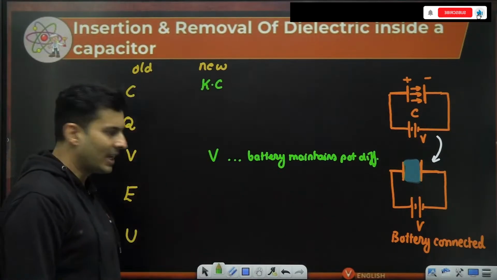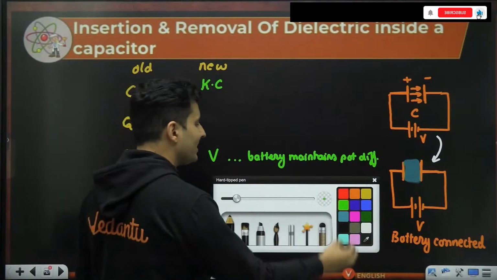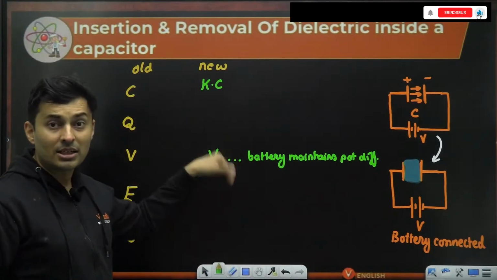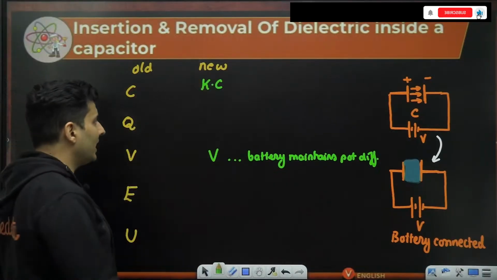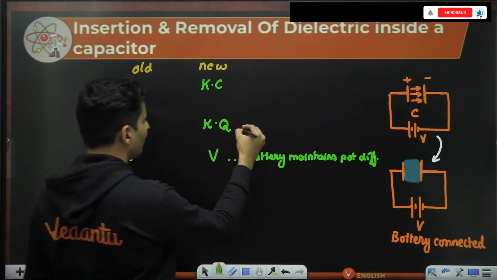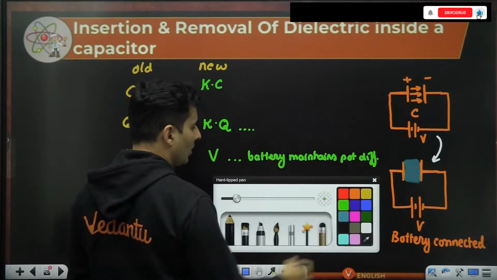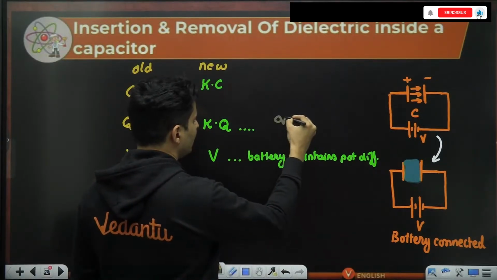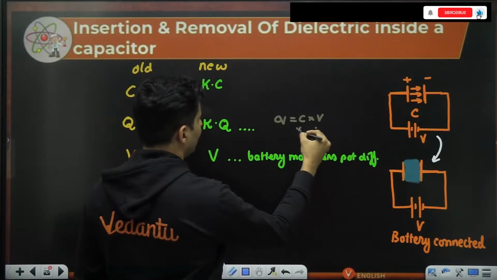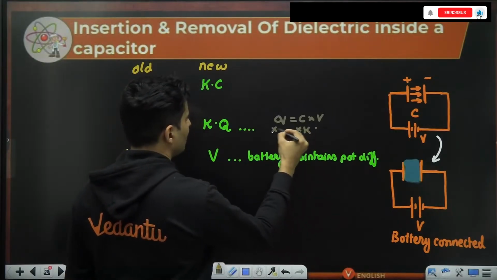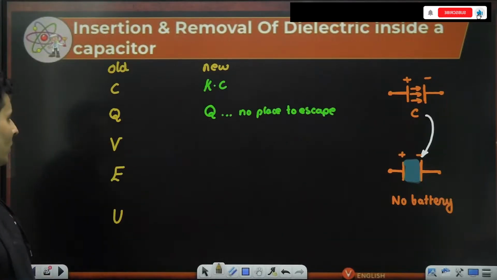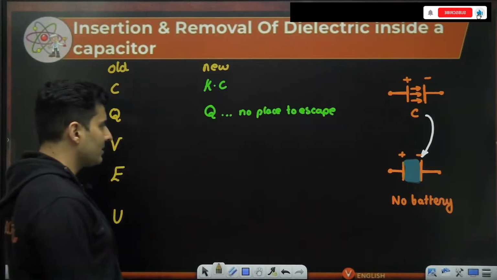From this, we can understand: Q is C into V, charge is capacitance into voltage. Capacitance increased, so the charge will also increase K times. It will become K times of Q, because Q is equal to C multiplied by V. If capacitance increases K times, the charge should also increase K times. Is that right? What about over here? In this case, think about it.